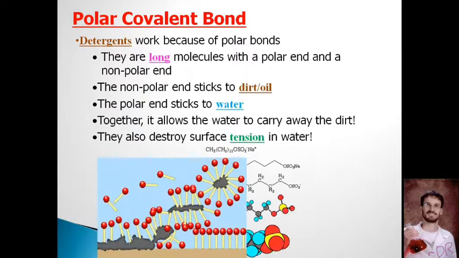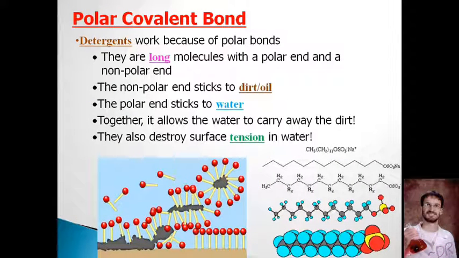And one of the most important things that works because of the polar covalent bonds are detergents or soaps. So they aren't polar covalent because of a larger atom, but instead it's a really big molecule. On a detergent, we have this kind of charged or water-loving end, and then we have a really long chain of carbons and hydrogens.